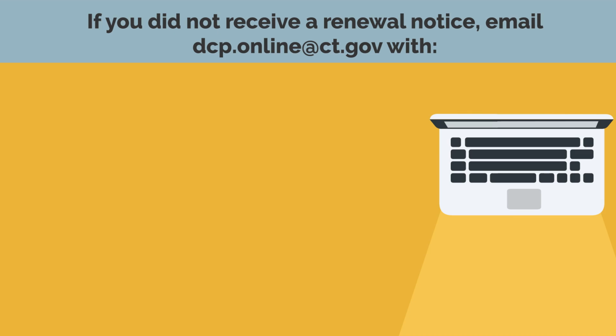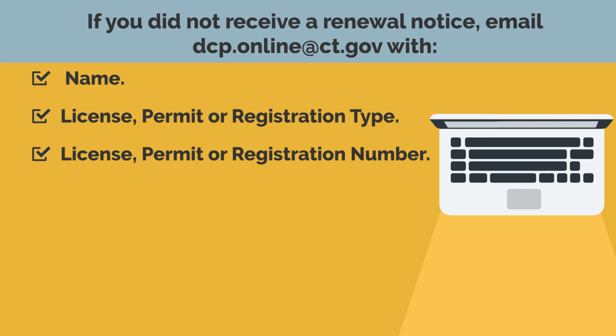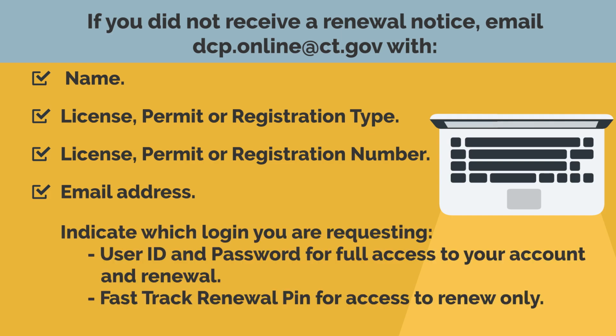If you did not receive a notice with your user ID or Fast Track Renewal PIN, send an email to dcp.online@ct.gov with the following information: name, license, permit or registration type, license, permit or registration number, email address, and indicate which login you are requesting. A user ID and password for full access to your account and renewal. Or Fast Track Renewal PIN for access to renew only.